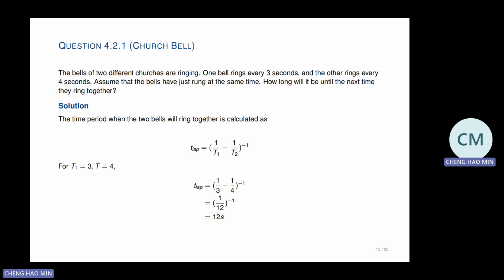So using the formula we derived just now, one bell rings every 3 seconds, which means the period T1 equals 3, and the period T2 equals 4. Using the formula, we conclude that every 12 seconds the two bells will ring together and create a superposition effect. It will become louder, and we will only hear one sound, like one bell ringing instead of two.